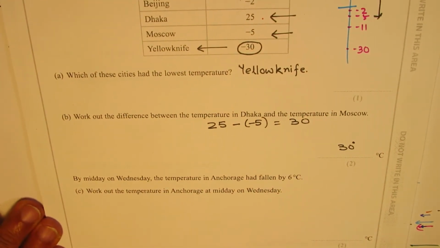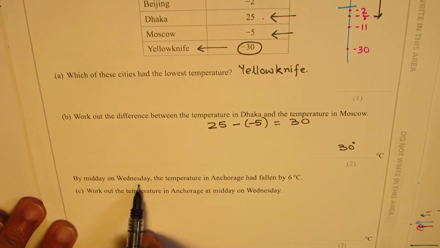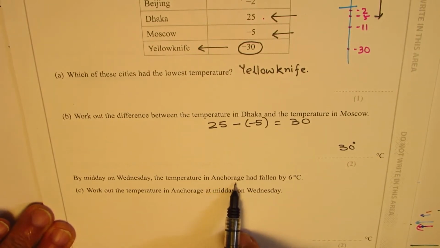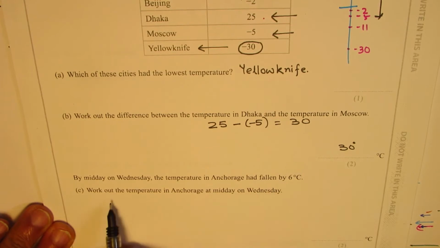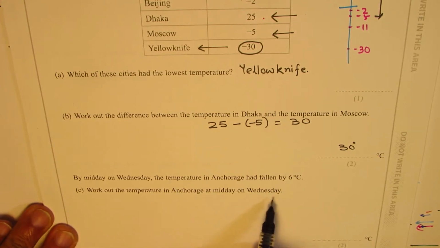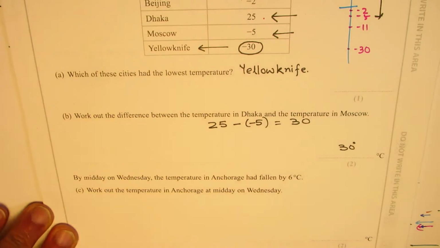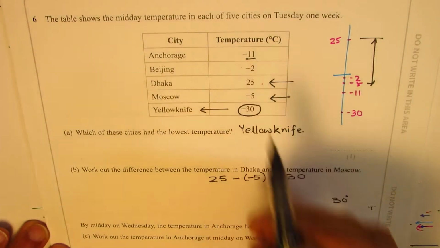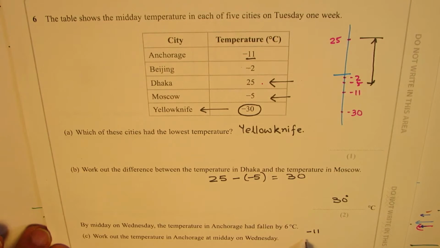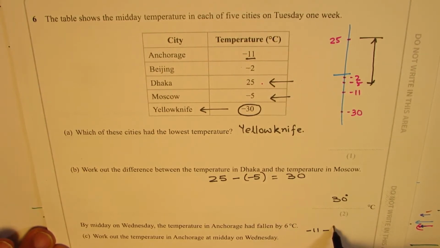Now the next part of the question is, by midday on Wednesday, the temperature in Anchorage had fallen by 6 degrees. Work out the temperature in Anchorage at midday on Wednesday. So Anchorage's temperature is minus 11. From minus 11, it goes down by 6 degrees, so it will reduce by 6. So minus 11 minus 6 becomes further negative, right? So it is minus 17. So we get this temperature as minus 17 degrees Celsius.